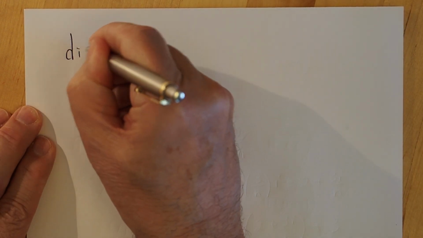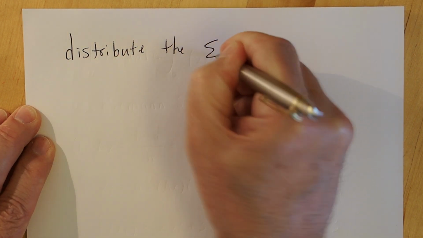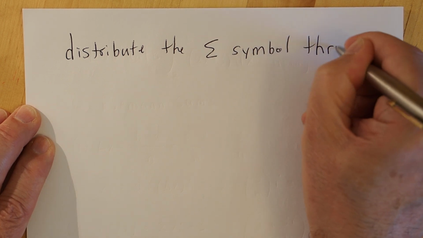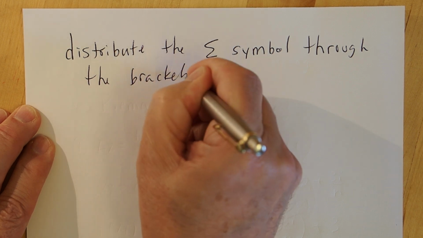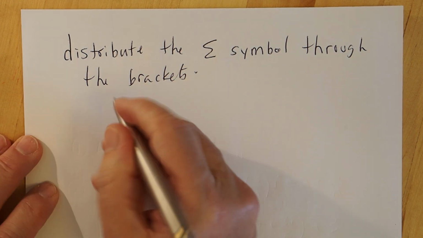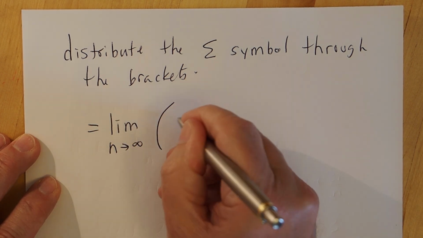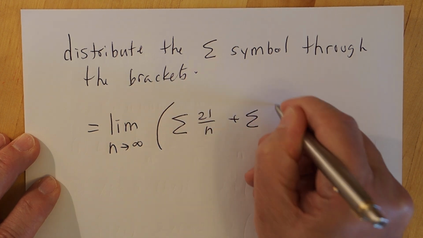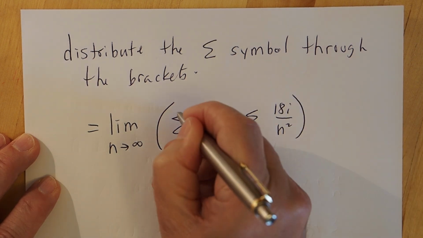It's pretty important. So distribute the sum symbol through the brackets, but not the lim symbol. So that would give us this, the limit as n approaches infinity of the sum of 21 over n plus the sum of 18i over n squared. Remember, those do run from 1 to n.